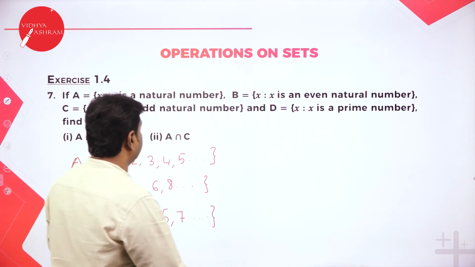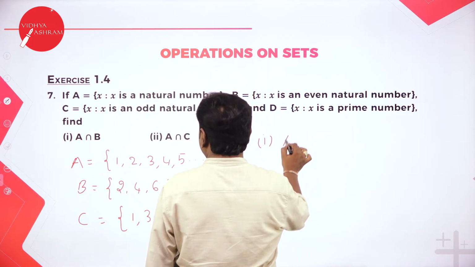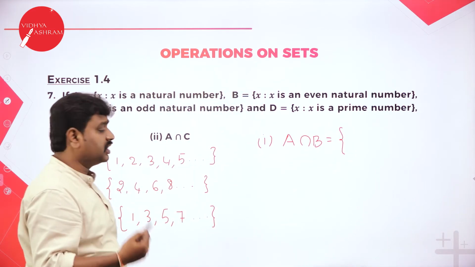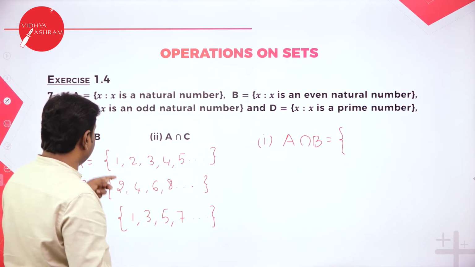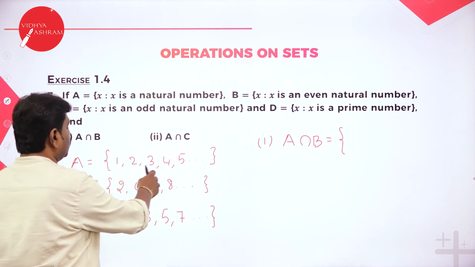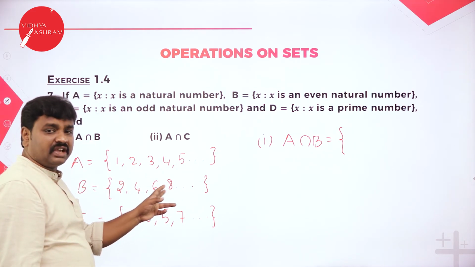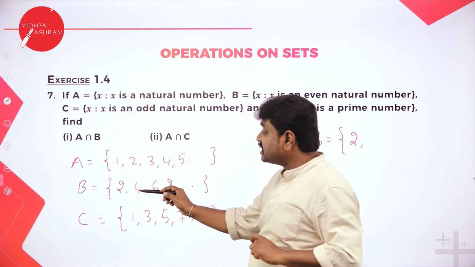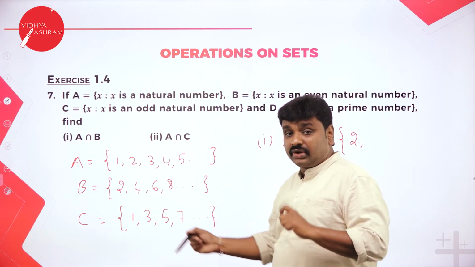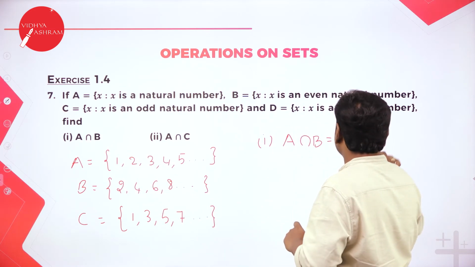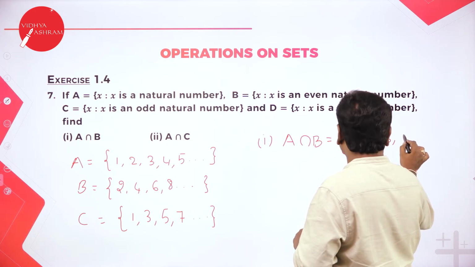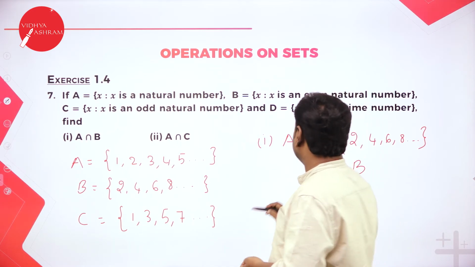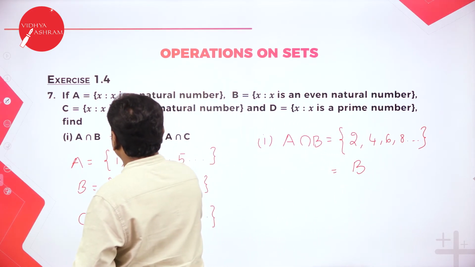First, they want you to find A intersection B. What is meant by A intersection B? Common elements of A and B. Here in A we have 1, 2, 3, 4, 5, 6 all, and in B we only have even numbers. So 2, 4, 6, 8 will be present in A also. I can say B is a subset of A. When you do intersection, we'll get the subset. So we'll get 2, 4, 6, 8, and so on. Or I can say A intersection B gives you B only.